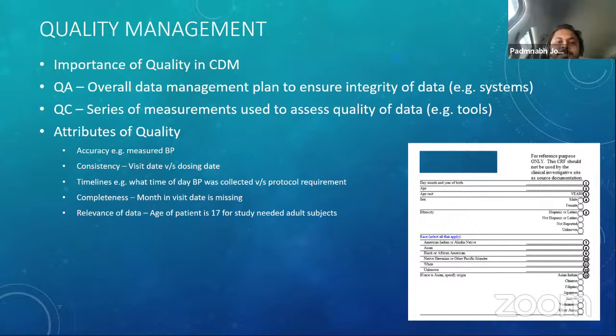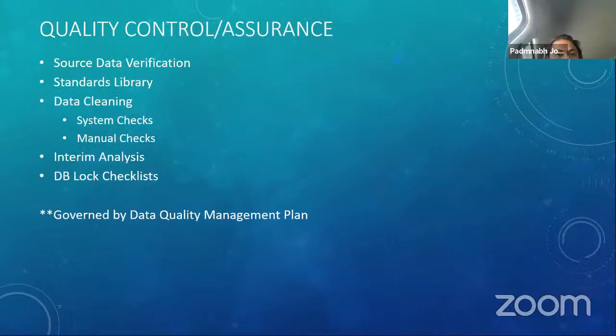So that's how it looks when we try to enter information for various key attributes or key requirements of a study across all visits and across all activities. So what exactly are some of the measures that we put across while ensuring the quality control and assurance of this quality are being done? So first and foremost comes the source data verification.